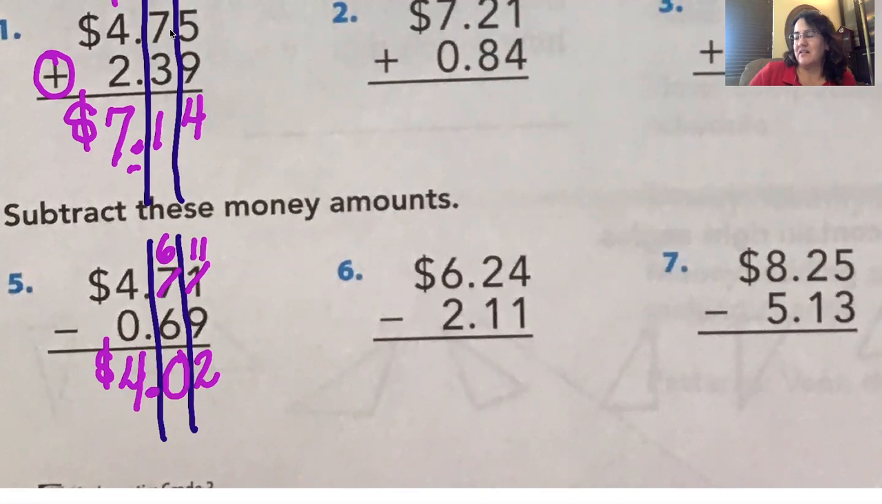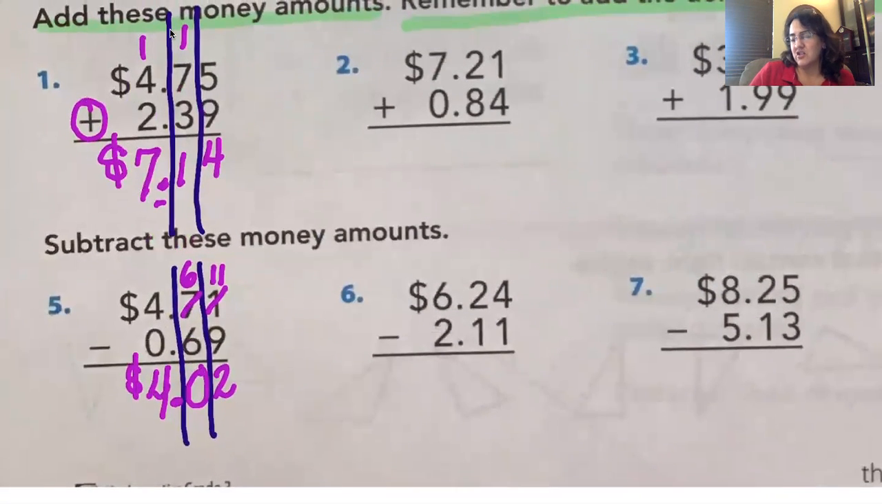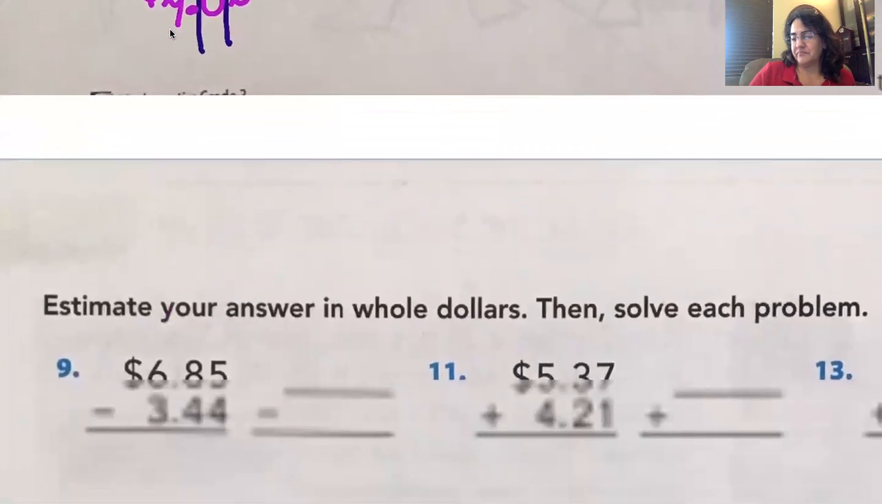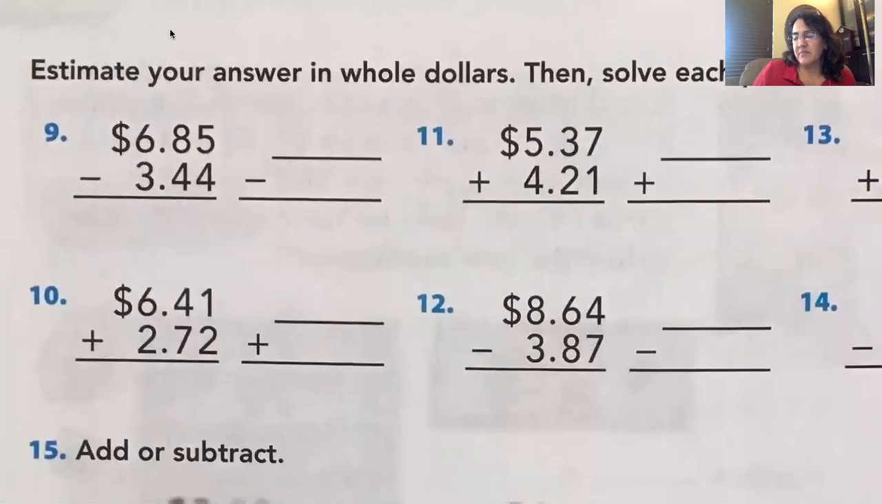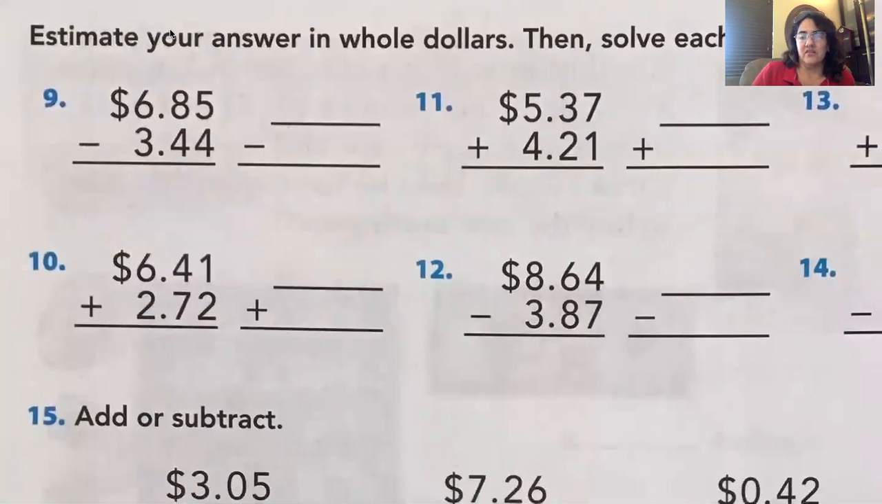$4.02. Awesome job, second graders. Turn your paper over. We have to estimate our answer in whole dollars, then solve each problem. So let's look at number 9 together.